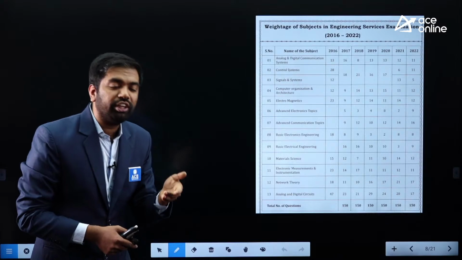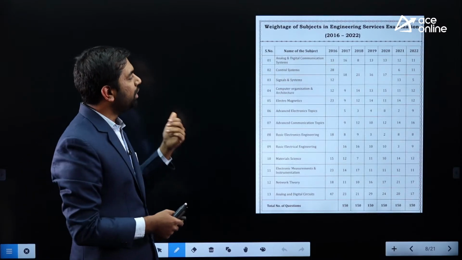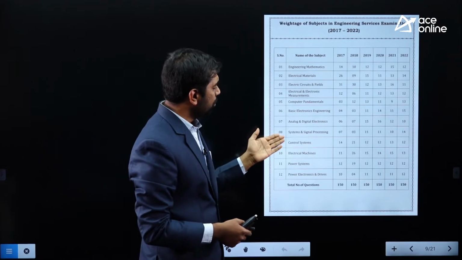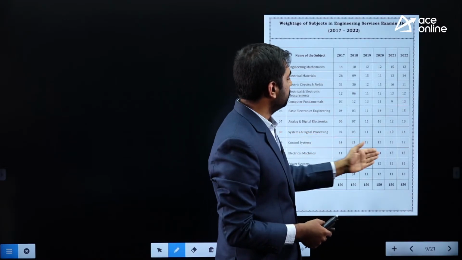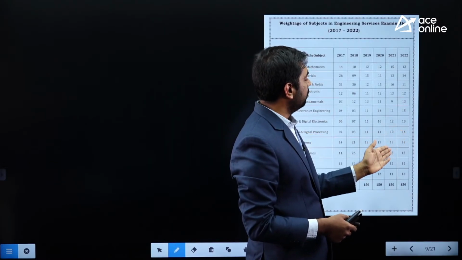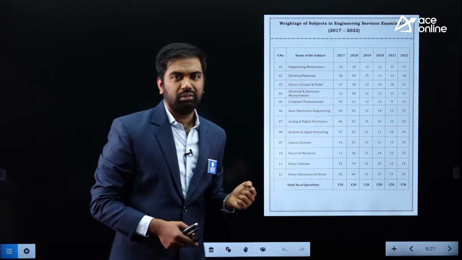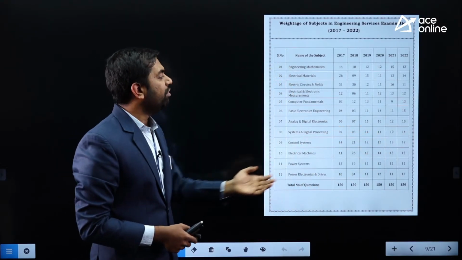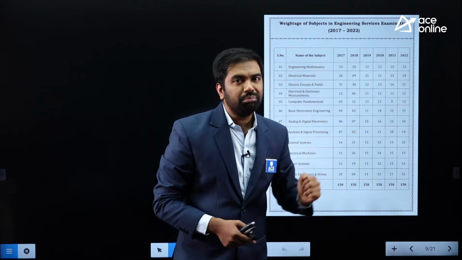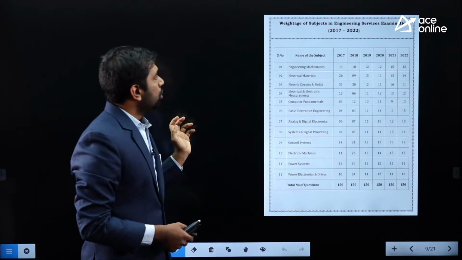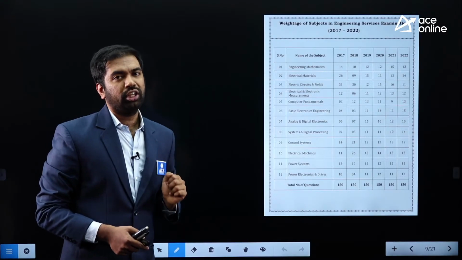Let's look at what's the weightage of this for electrical engineering. So look at this, systems and signal processing: 2022, 14; 2021, 10; 11; 10. So these are all good numbers. So on an average I can say 10 questions are appearing from this. So this is for electrical engineering.